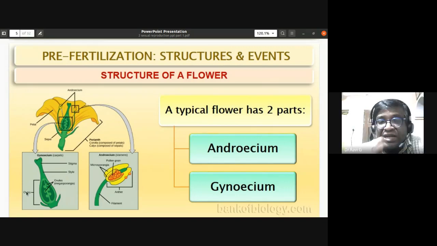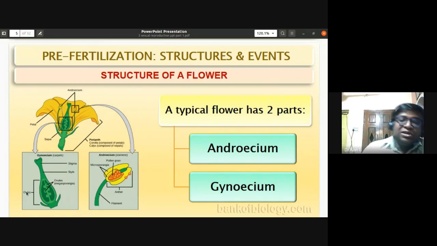This entire chapter deals with the formation of pollen grain and the formation of egg cell. In the formation of pollen grain, we are going to study microsporogenesis and microgametogenesis. In the formation of embryo sac, we are going to study two concepts, that is megasporogenesis and megagametogenesis. We'll discuss that later.